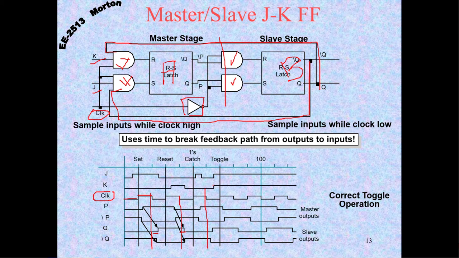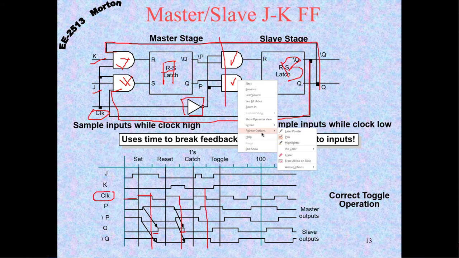Now there are several different ways this flip-flop works. What happens if J is 1 and K is 0? Well, if J is 1, and let's say the clock is currently high. All right, I'm going to erase all the ink on the slide, and we'll do it one more time.